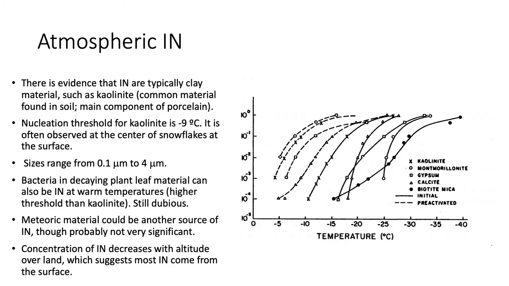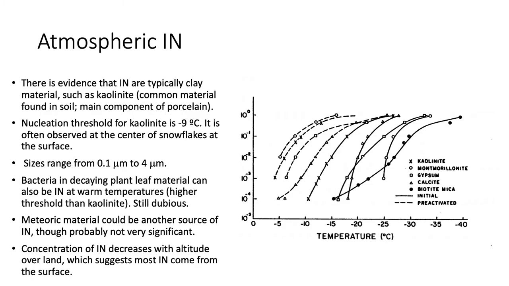Typically, it's clay materials that act as ice nuclei. Again, you don't need to learn exactly what they are. Just keep in mind clay material. So kaolinite, calcite, some of these are found naturally in the soil. Kaolinite is one of the main components of porcelain, for example. So these are still commonly found ingredients.